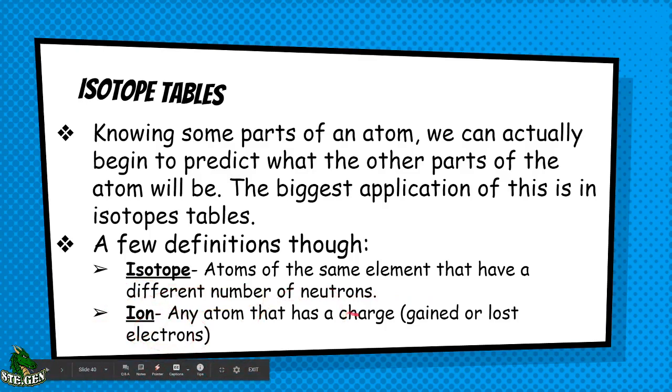Ions are any atoms that have charge, which means they have gained or lost electrons. The reason that they cannot have a gain or loss of protons is because that would actually change what type of element you are dealing with. So ions can only be formed by changing the electrons. Changing the protons will change the charge, but it'll also turn it into some completely different element, and that's not really what we're looking for here.